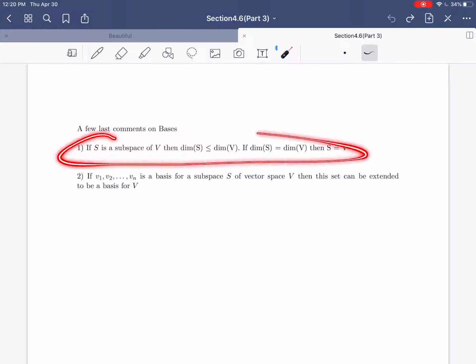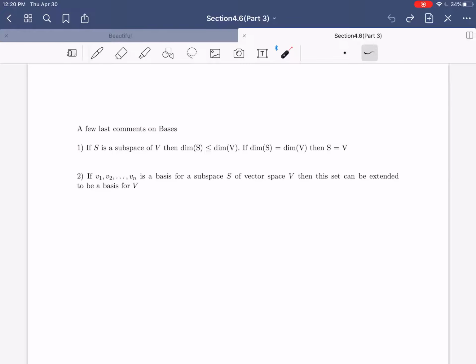So our first comment here is if S is a subspace of V, then the dimension of S is less than or equal to the dimension of V. And if the dimension of S is exactly the same as the dimension of V, then S is equal to V. We're not going to prove this statement, but I hope that it makes some sense to you guys. What this is basically saying is that if S lives inside of V, then certainly the dimension of S cannot be larger than the dimension of V. And specifically, if the dimensions are the same, well, then the spaces are actually the same.